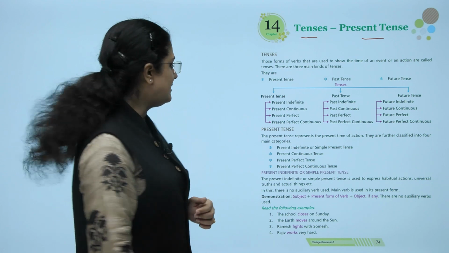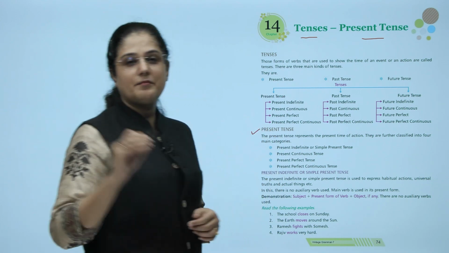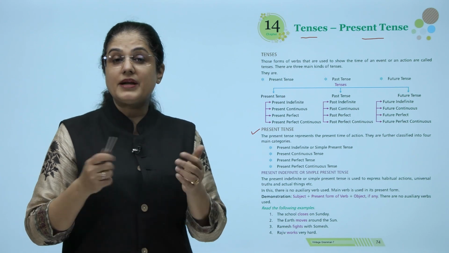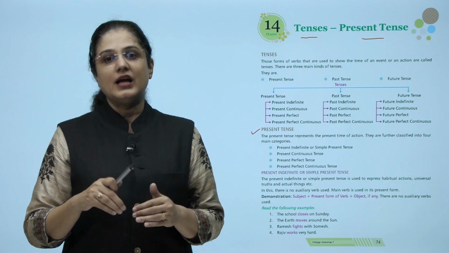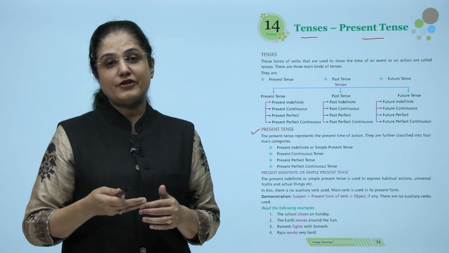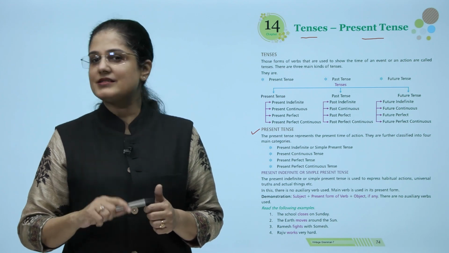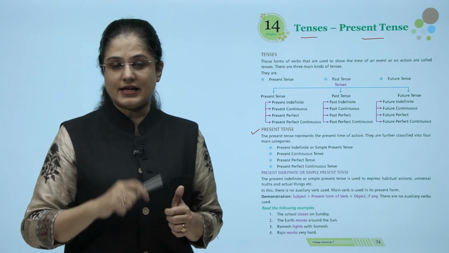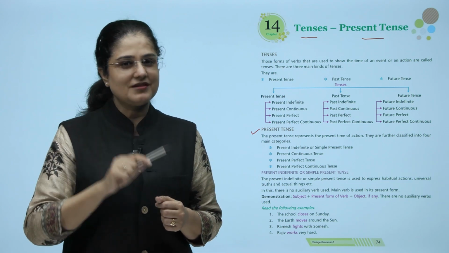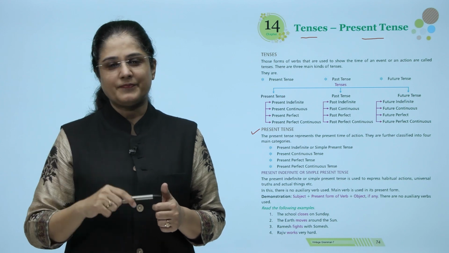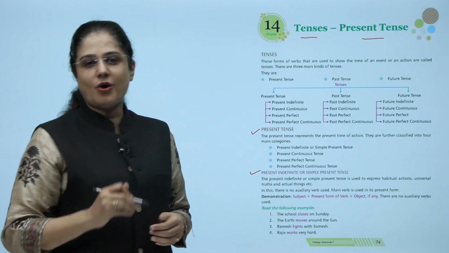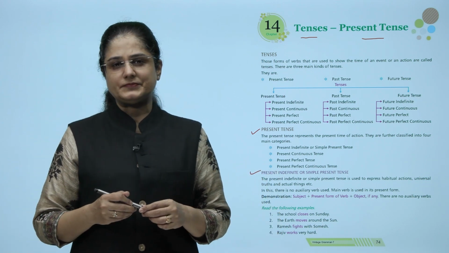Let us now look at the present tense. The present tense represents the present time of action. It is further classified into four main categories: present indefinite or simple present tense, present continuous tense, present perfect tense, and present perfect continuous tense. We will begin with the present indefinite or simple present tense.